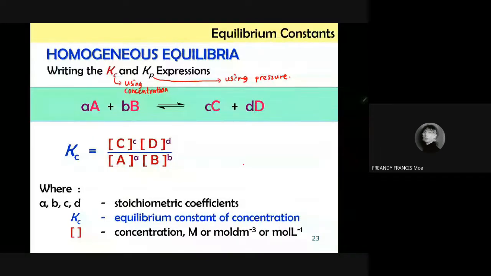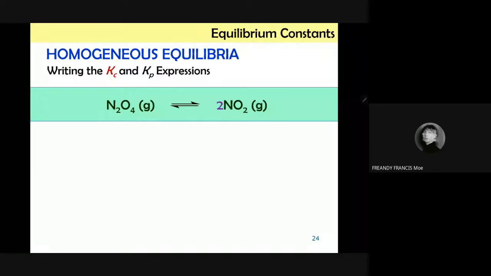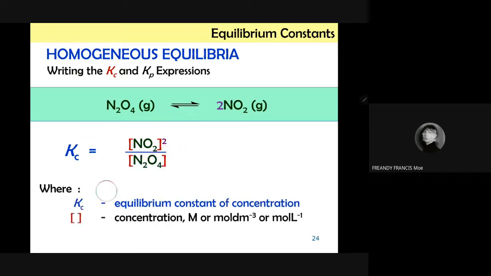Okay, so kalau kita tengok contoh menggunakan real equation, so kalau nak tulis Kc dia, ini adalah homogeneous gas, semua jadi gas. So Kc sama dengan concentration of NO2 to the power of 2 divided by N2O4. Okay, di mana Kc adalah equilibrium constant of concentration dan square bracket adalah concentration.